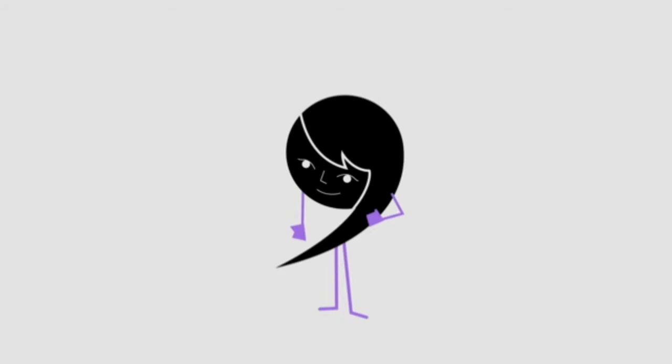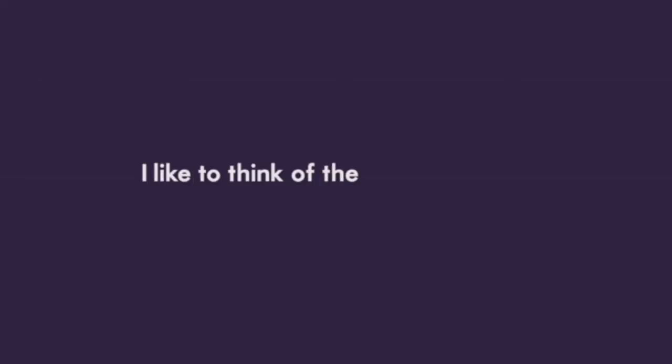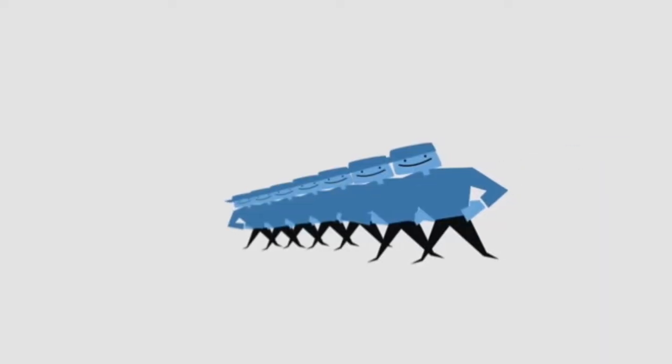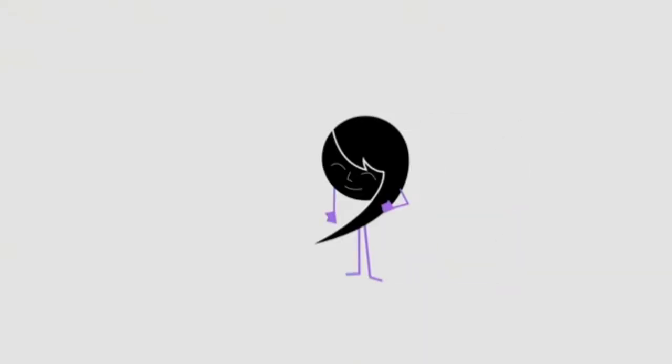Commas are tricky things, especially when subordinates and conjunctions are involved. If you can remember a few basic rules, a simple law of physics, and some common scenarios, you will be able to use commas correctly. I like to think of the different parts of our sentence as characters. Let's meet a few of them. The tiny conjunctions, the mighty subordinates, and the clever comma.